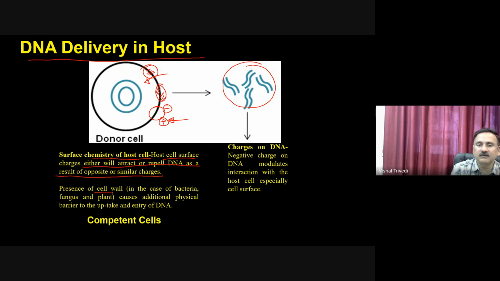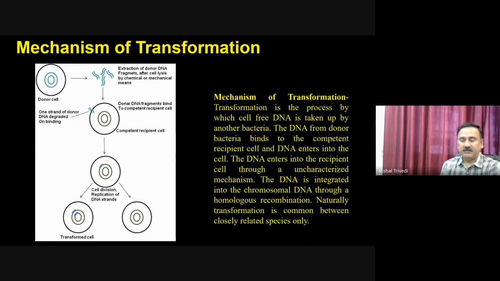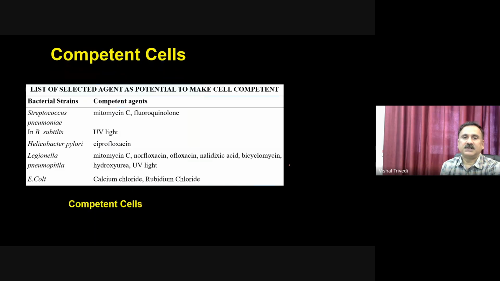So the presence of a cell wall causes an additional physical barrier to the entry of the DNA, and that's why you need to prepare a competent cell so that the host cells are able to take up this DNA. Similarly, you have the charges on the DNA, which is negatively charged, right? DNA has a negative charge because of the phosphate, and this negative charge also has to be neutralized. And this is the mechanism of transformation.